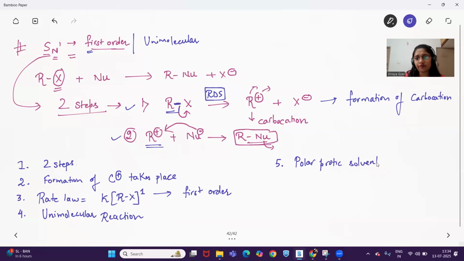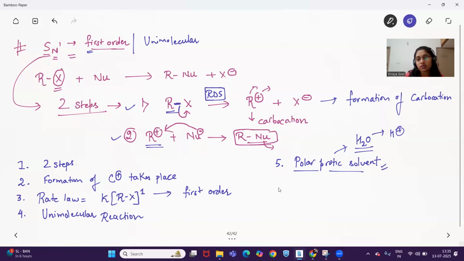Great. Now, one important point, students: we use a polar protic solvent here, because every reaction takes place in a particular solvent. What is a polar protic solvent? One which is polar in nature and which has H plus ions. A very simple example you can take is H2O. This is polar and it can donate H plus ion. So this mechanism happens in a polar protic solvent. That is a very important point here.